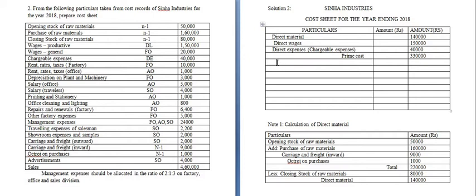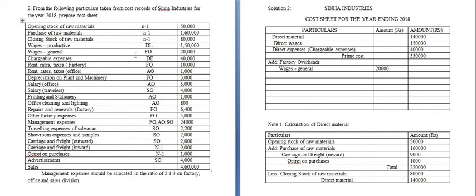Now next you should add factory overheads. Wherever we have written FO, those are all related to factory expenses. So take all those expenses over here. That is wages, general. Amount is how much? Wages general amount is 20,000. So write it in the inner column, 20,000.